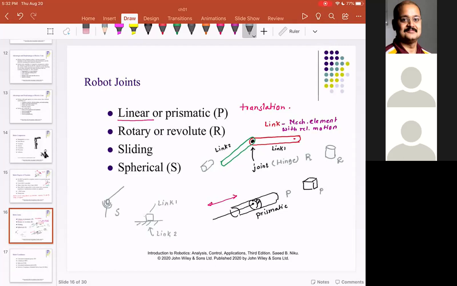So we can make different types of robots depending upon the particular configuration. A very simple example is the 3D printers that we have in the Innovation Hub. They are 3P robots because you have X slider, Y slider, and Z slider. So they are 3 prismatic joints. Think about the robot hand. The robot hand would have a combination of prismatic and rotary joints.